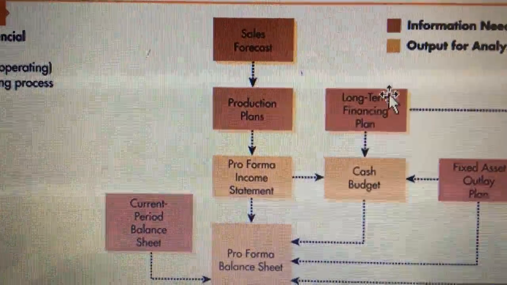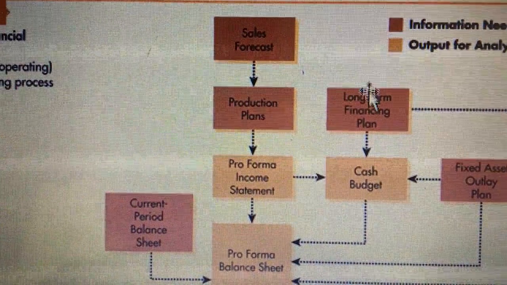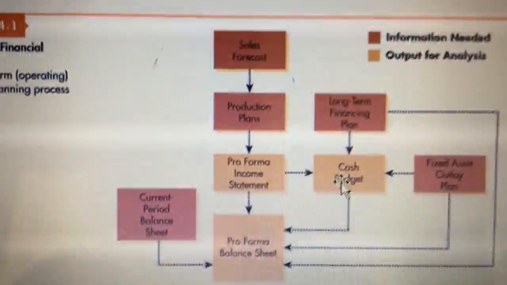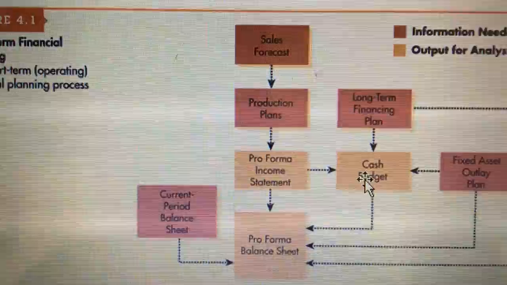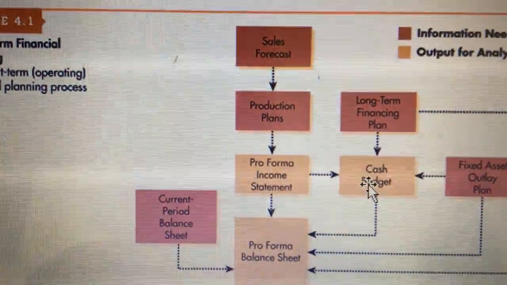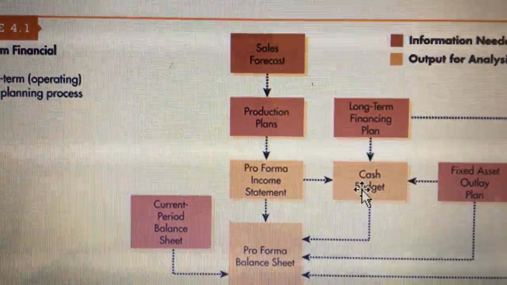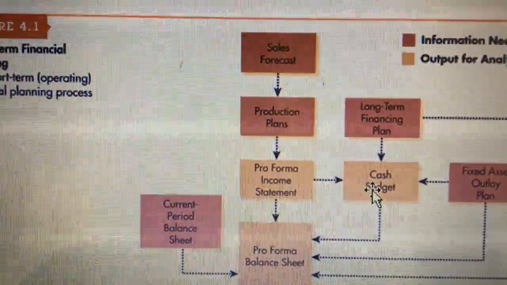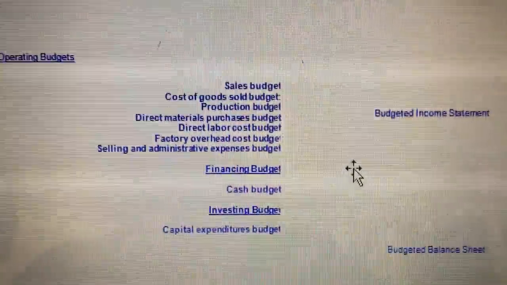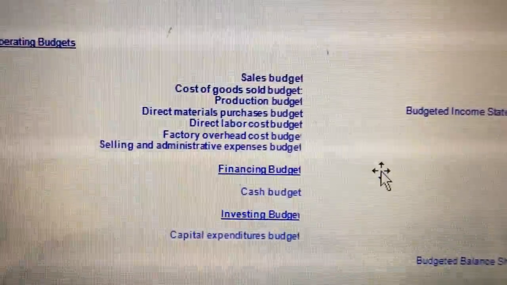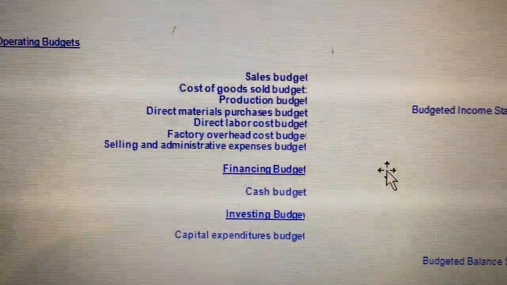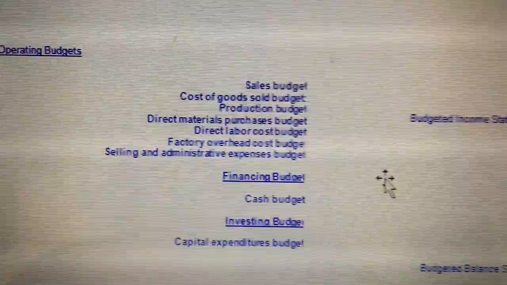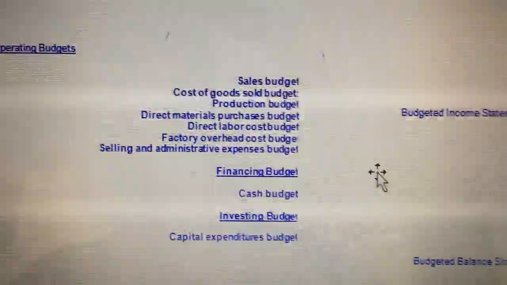So your long term is over here in the far corners. The cash budget is the one we're going to focus on today. If you go into accounting, I think it's 220, you will be looking at some of these budgets. Now, this is actually a slide from Accounting 220. It's kind of a more condensed and detailed slide than the one that we just did.